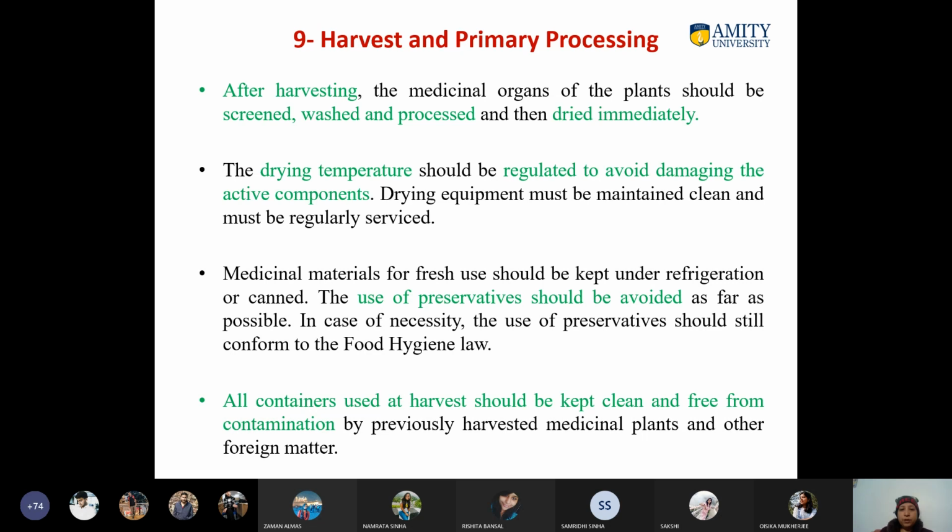Otherwise, if you are using preservatives, you have to ensure that they are recommended according to the food hygiene law. It is not that you can use any preservative. You have to ensure which preservatives are recommended for that particular thing. And all the containers used at harvest, whatever containers you use at harvesting time, should be kept clean and free from any contamination by previously harvested material, otherwise foreign matter will mix in, which would also lead to contamination or adulteration. So you have to ensure that all your containers are clean.